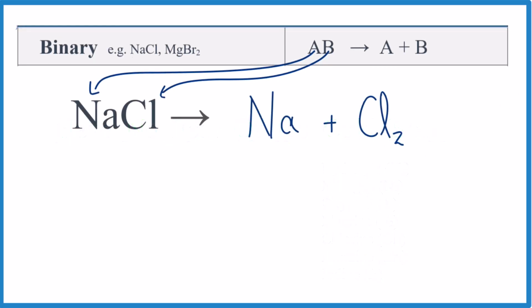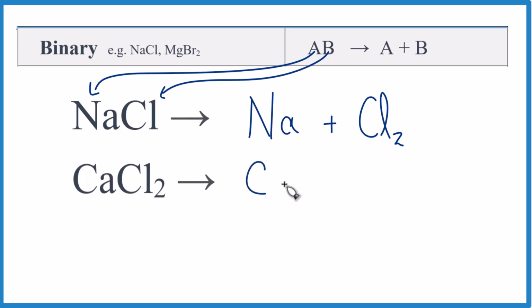So remembering those diatomics, pause and figure out what we get when CaCl2 undergoes decomposition. So we'll have our Ca, and then we'll have our Cl. But remember, it's Cl2 because it's a diatomic gas. Note, I'm not going to balance these reactions here in this video, and I'm not going to write the states. We don't need that information to predict the products. But if your teacher requires it, you'd better write it down.